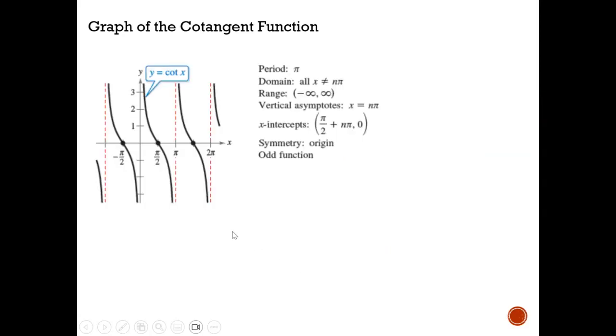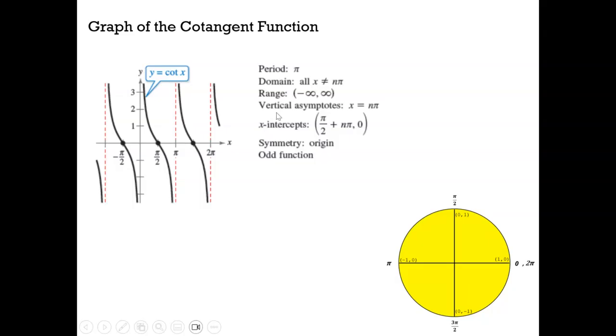Okay, now let's graph the cotangent. This is the normal graph of the cotangent, which is similar to the one that we just did, right? The cotangent, I believe, is equivalent to the negative tangent. You have the same shape of graph. Now, the period will be pi.